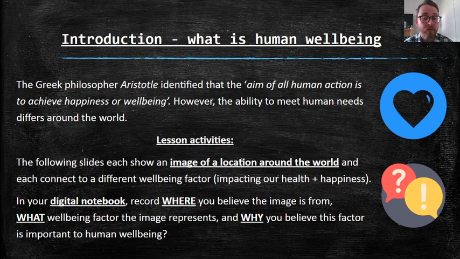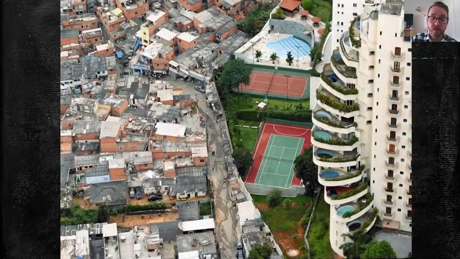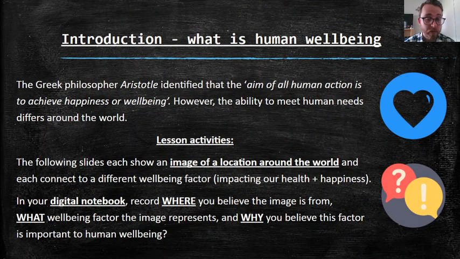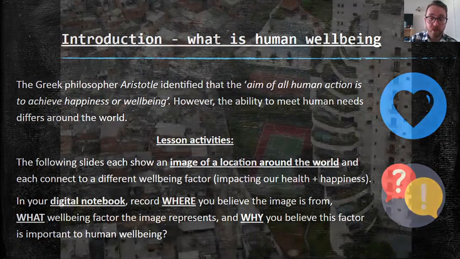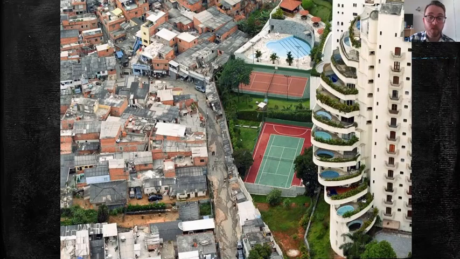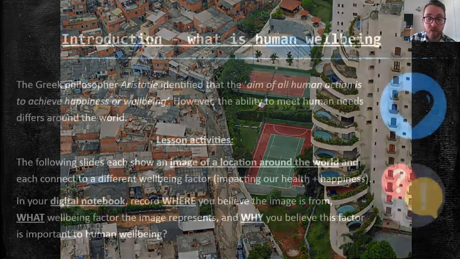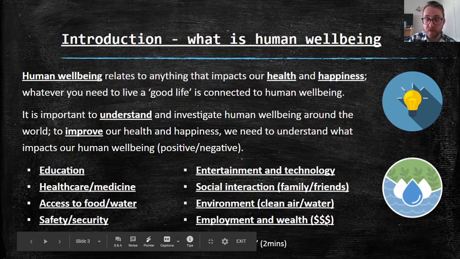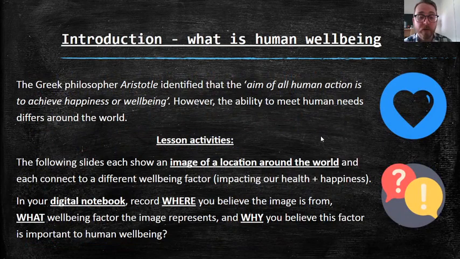So in your digital notebook, your lesson activities for today, what I need you to do is record 1, where you believe this image is from. 2, what well-being factor the image represents. So looking at that, do you think that relates to education? Do you think that relates to employment, the environment, access to food and water? One of these things. Then the final thing you need to write is why you believe this factor is important to human well-being.